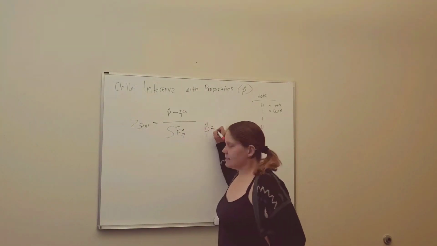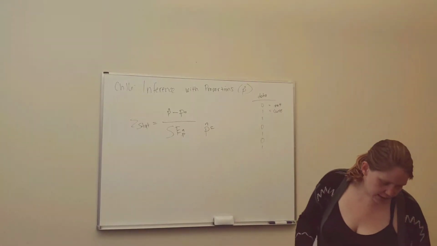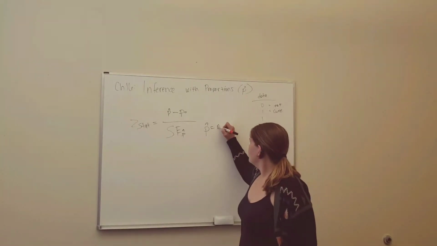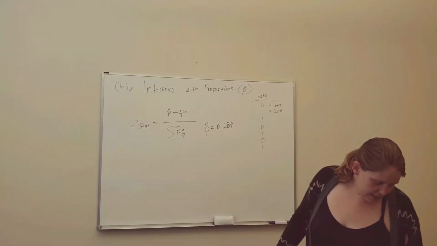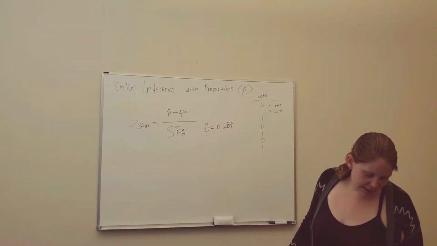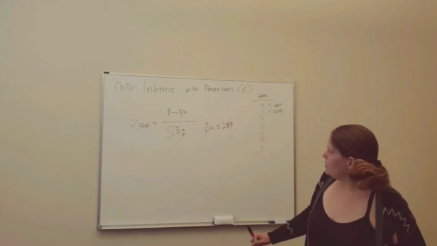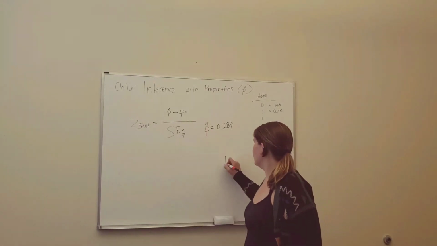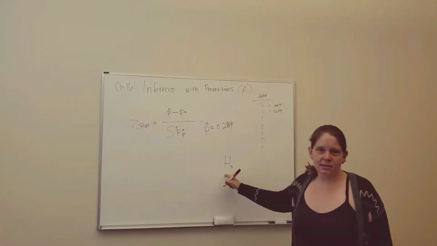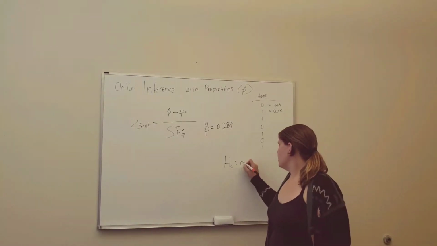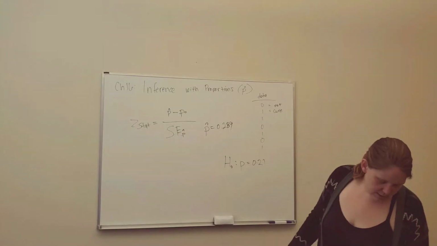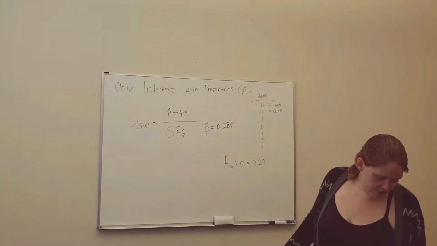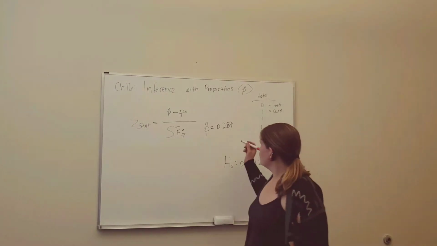I believe in that example it was 0.289, and the hypothesized value, which is what that 0 means, right? It matches up with our null hypothesis. The hypothesized value was that p would equal 0.21, so we would plug that in here.